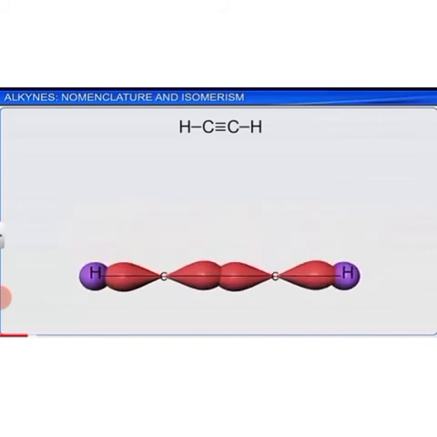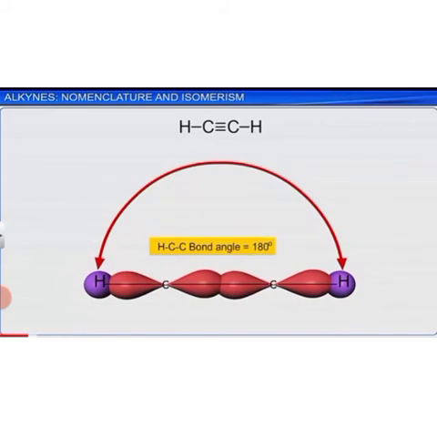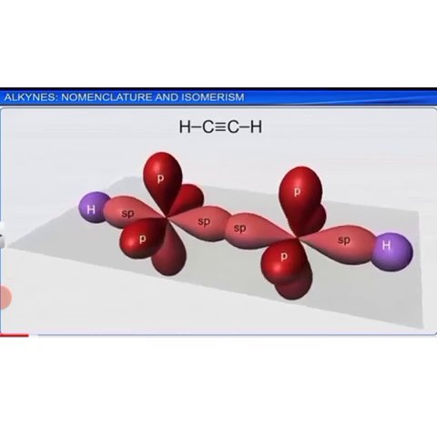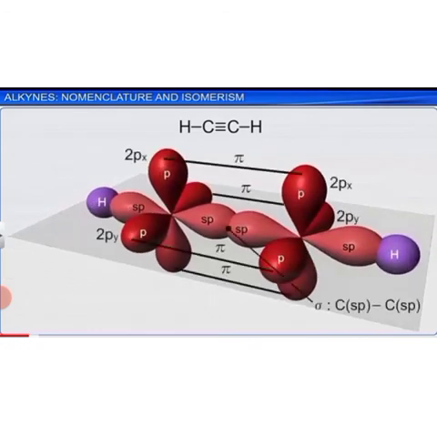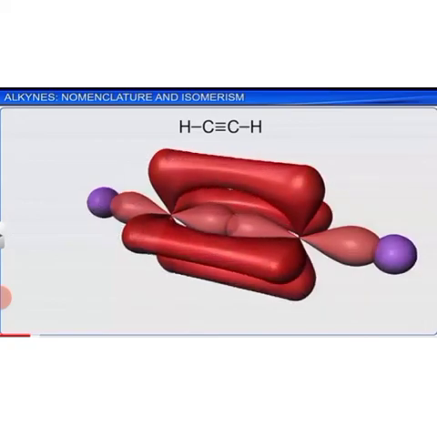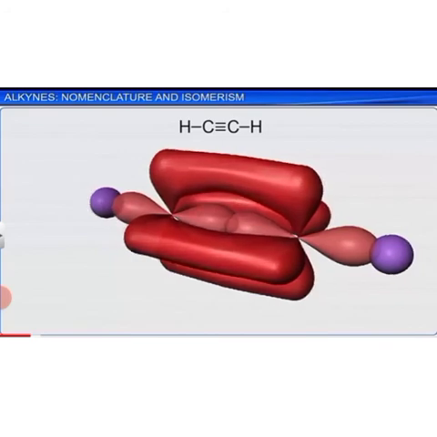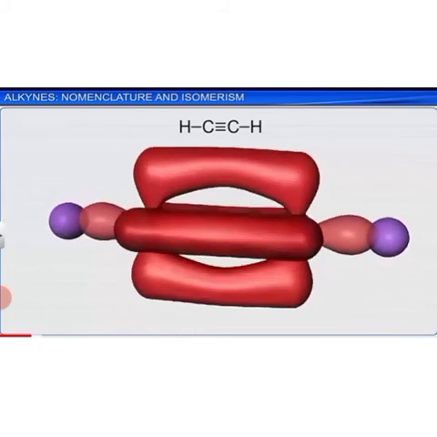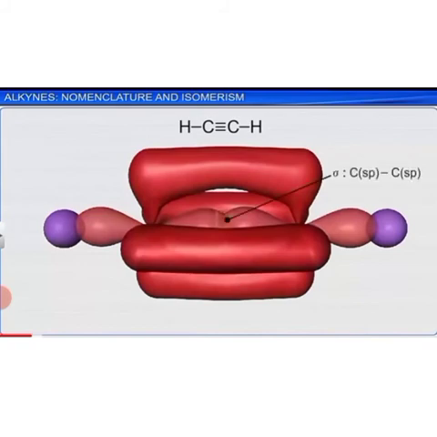The hydrogen-carbon-carbon bond angle is 180 degrees. The unhybridized p orbitals in each carbon atom lie perpendicular to each other as well as to the plane of the C-C sigma bond. The two p orbitals undergo lateral or sideways overlapping, forming two pi bonds between the two carbon atoms. Hence, an ethyne molecule consists of one carbon-carbon sigma bond, two carbon-hydrogen sigma bonds, and two carbon-carbon pi bonds.